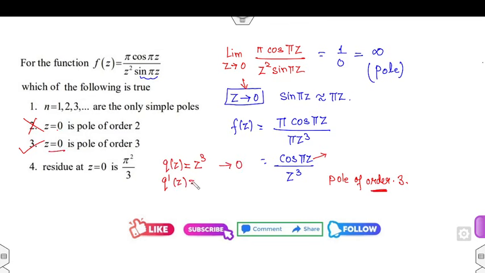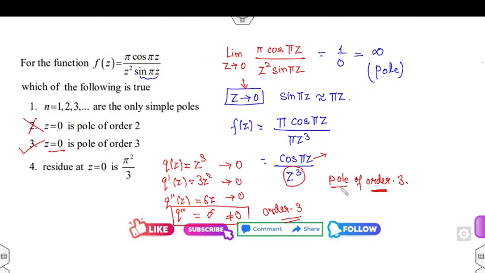This value is 0. It's 3z square, again 0. You have to find derivatives until it becomes non-zero. 6z, again 0. And the third derivative is 6, which is non-zero. So the third derivative is non-zero, which means the order is 3. Since we are solving the denominator, it's a pole of order 3. This is the second method.